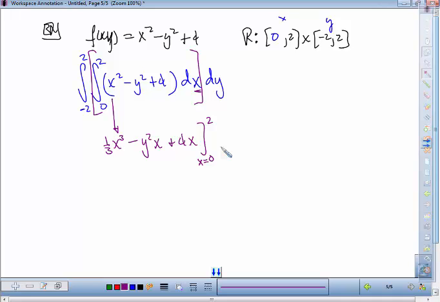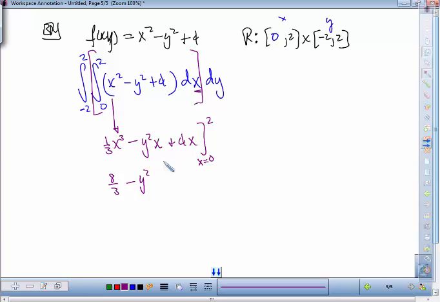Now, remember that this is still the inside of the integral, and I could do this off to the side or just keep carrying it down here. But we need to plug 2 in, and we need to plug 0 in. Fortunately, when you plug 0 in, it gets 0. So this is 8/3.